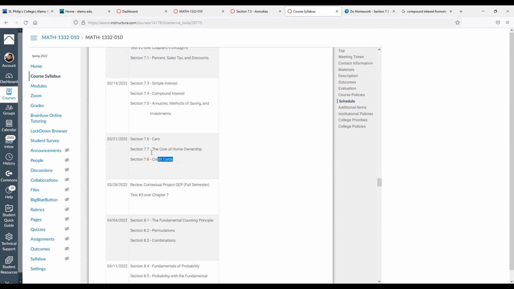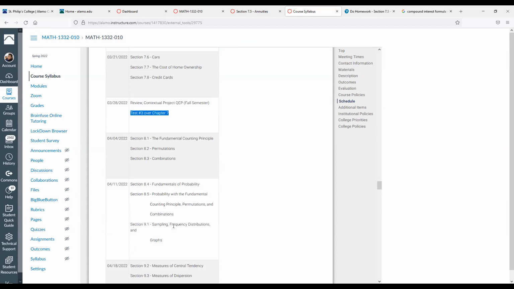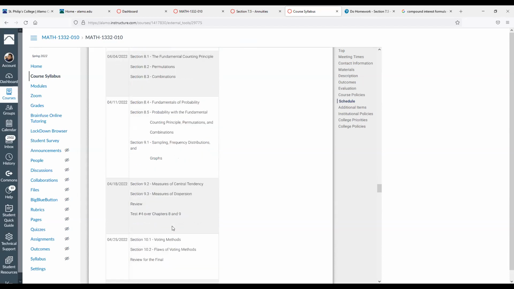Next week, we're probably gonna hit this a little hard to catch up, but notice we got test 3 right after that. So if not next week, the week after, we'll be reviewing for test 3. And then we're gonna go into statistics type stuff. And that'll be the last thing we talk about.